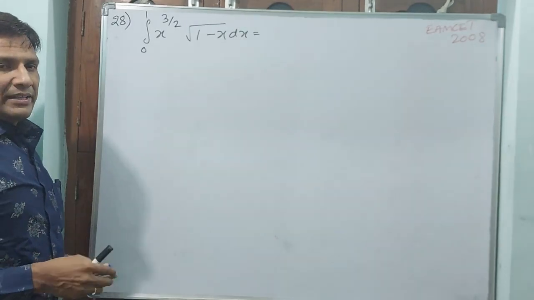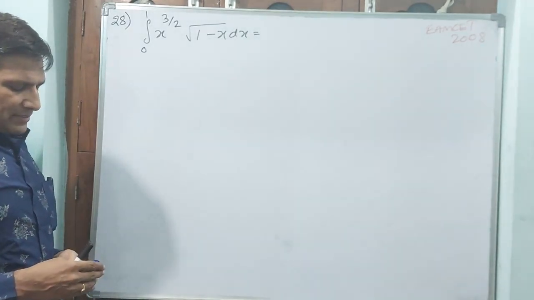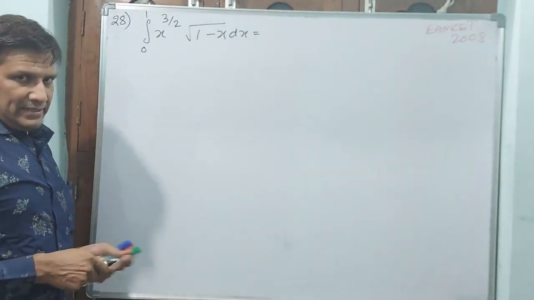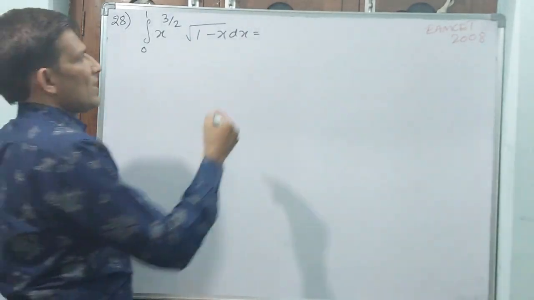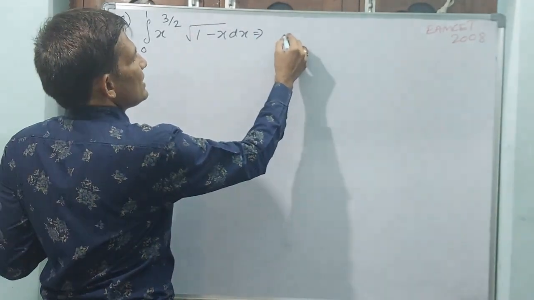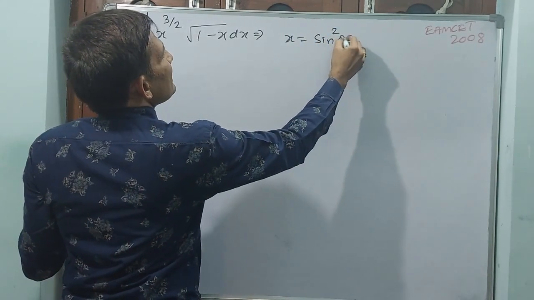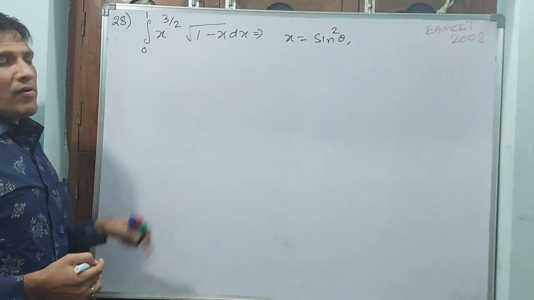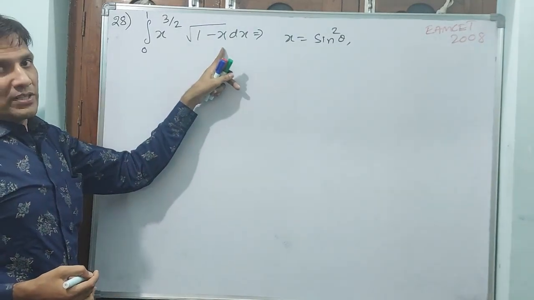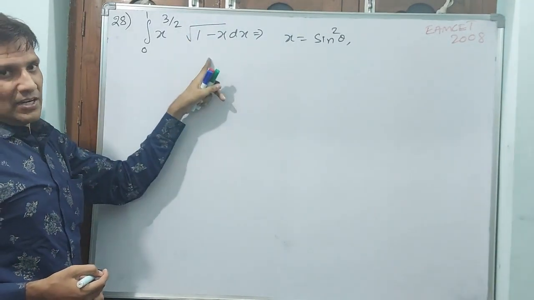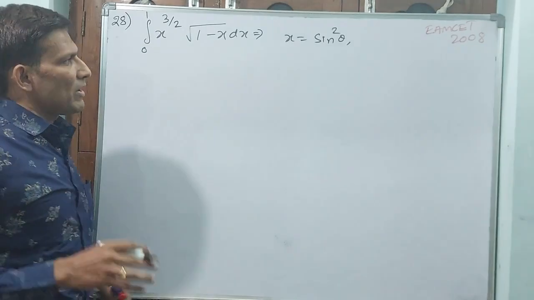Here what I will take as, sorry, not x, sin square theta. You see, let x will be sin square theta. 1 minus sin square theta, cos square theta. Cos square theta under root cos theta. Cos theta will come outside. Okay, like that we have taken.